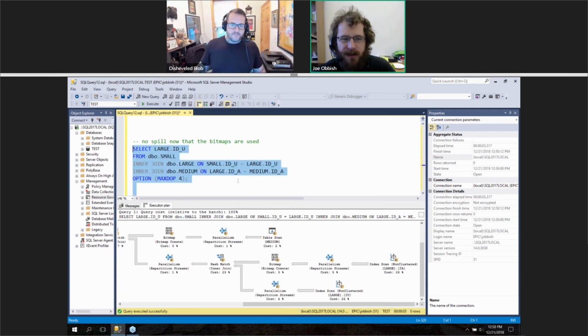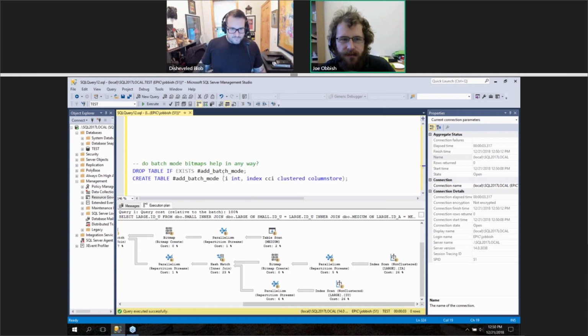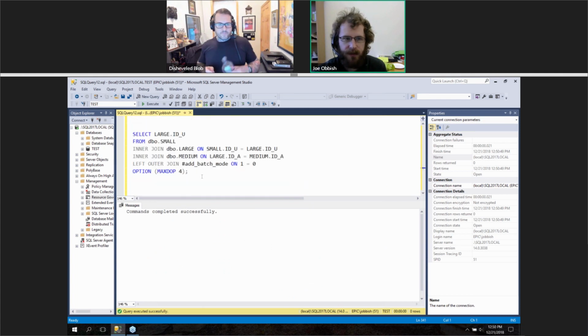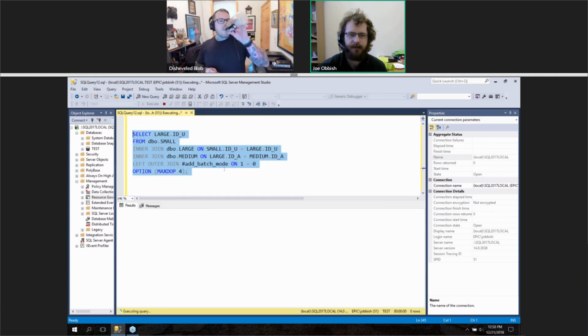Now, what if I want to make this query better? Well, you might know about batch mode bitmap operators. These work a bit differently than row mode. One of the important ways they work differently is they're eligible for MAXDOP 1 plans. So you might think, okay, if I'm worried about DOP downgrades, maybe I should throw a CCI into my plan. Maybe that'll help. We'll go ahead and try that.